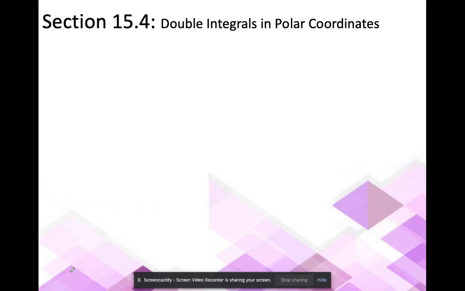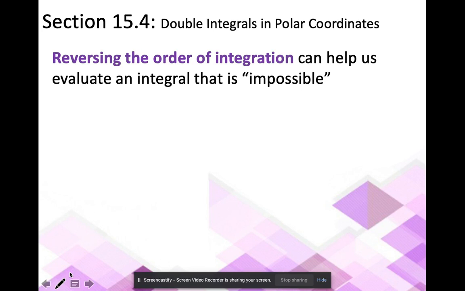Hey kids, time to do double integrals, but this time in polar coordinates. Brr, polar, pretty cold, right?